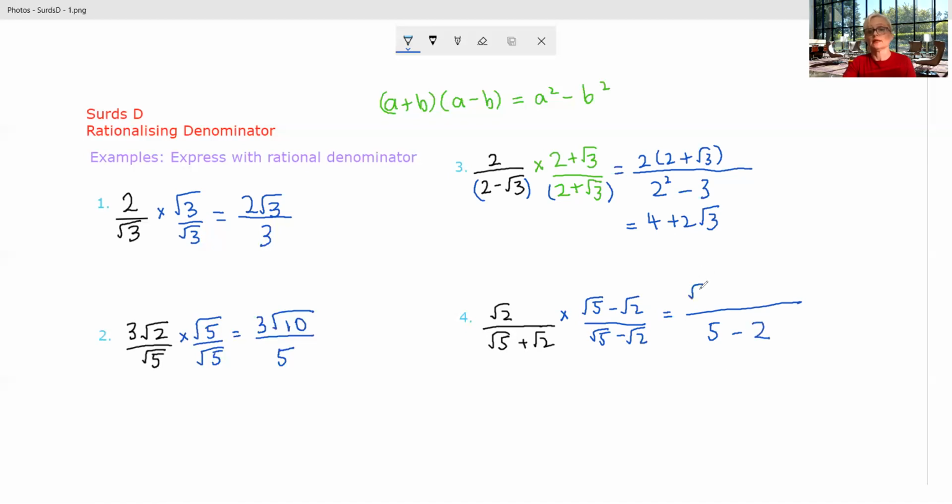Our numerator, we're going to do some expansion in just a tick. So our denominator obviously is just 3. When we expand, we're going to get square root 10 minus root 2 by root 2 is 2, and we'd leave it like that. And there you have it.